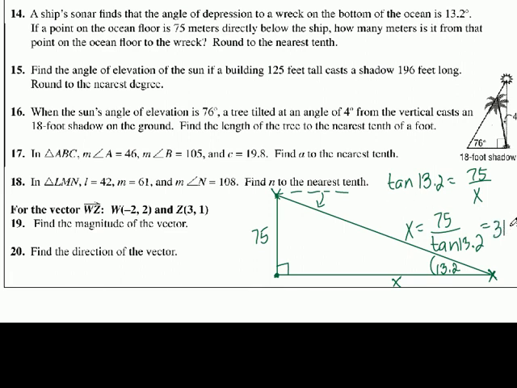319.8. I think it's meters, so you put meters. There you go. Round to the nearest tenth. Everybody okay with that? All right.